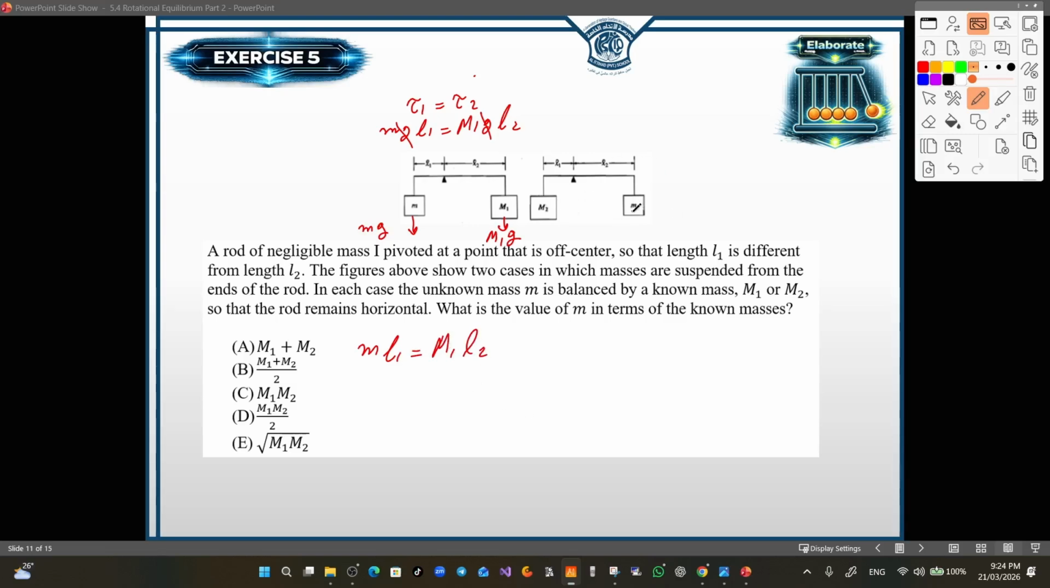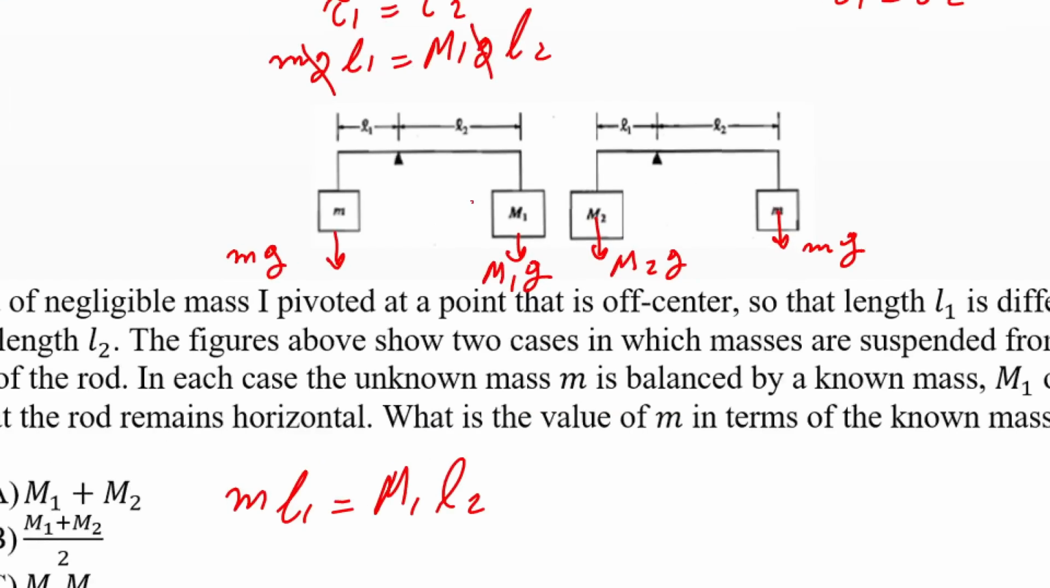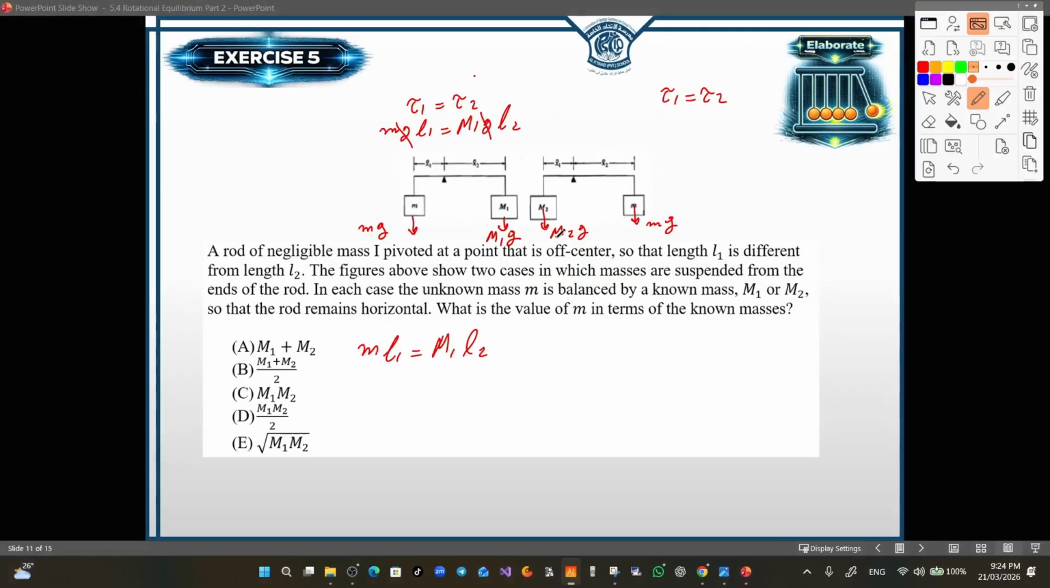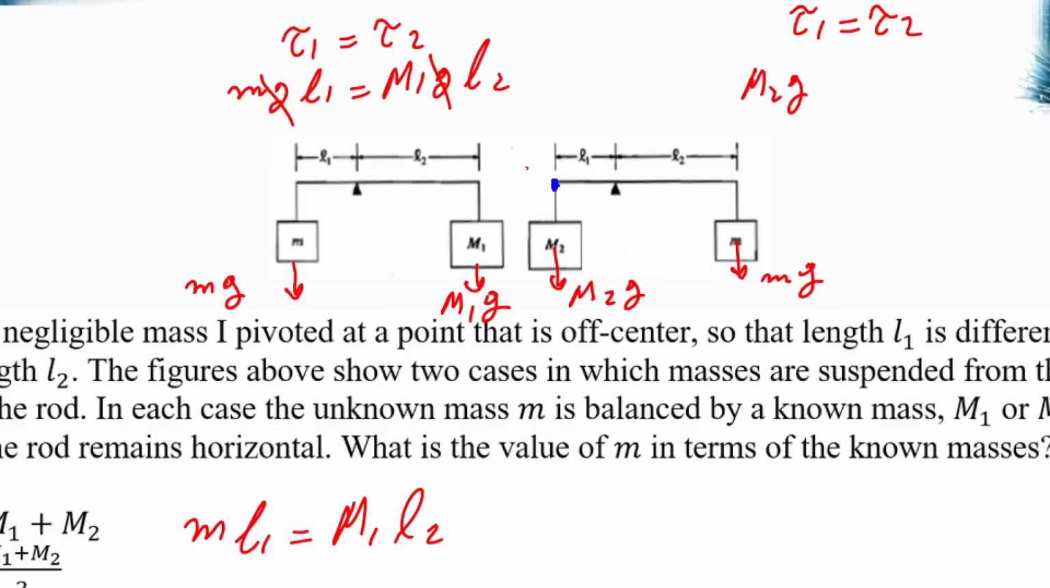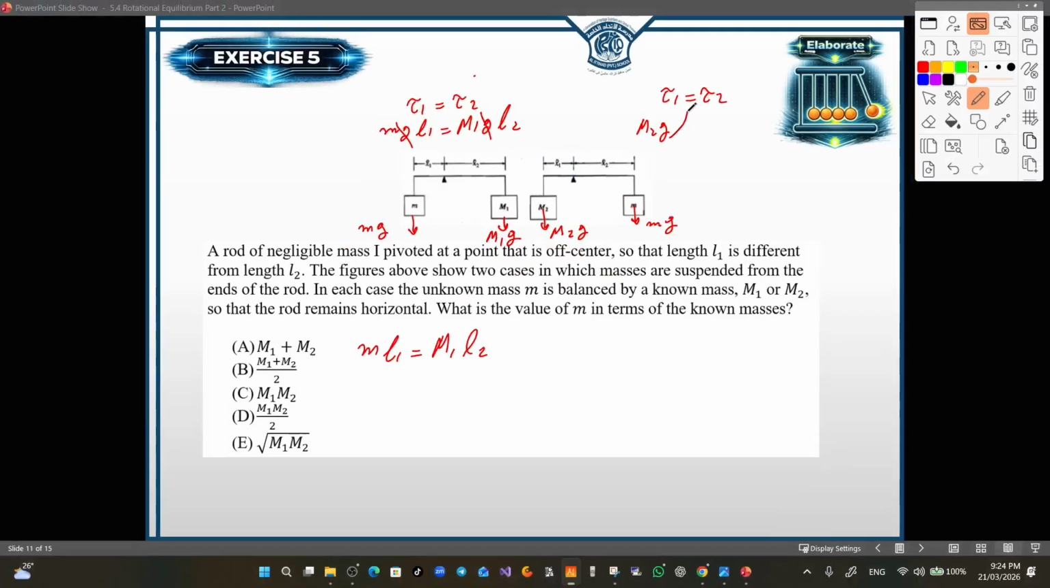Also here we can come up with another equation. The system is under rotational equilibrium, so again tau1 equals tau2. The two forces acting here are m times g, and for this one is m2 times g. Now we have a new mass here. The torque due to m2g is m2g multiplied by the distance between the point of application of this force and the pivot, which is L1. And tau2 is mg multiplied by L2. Now g with g cancels out, and the second equation is m2L1 equals mL2.